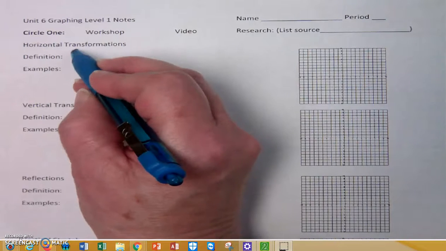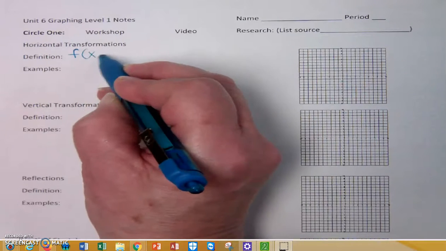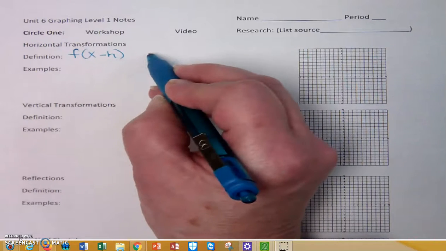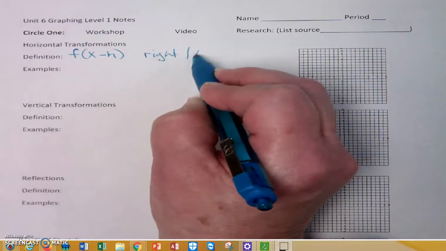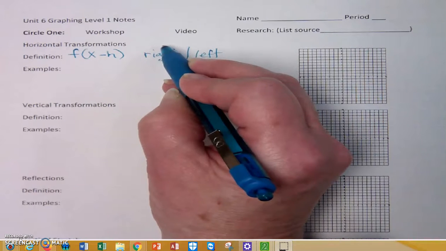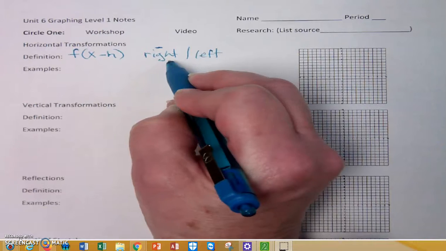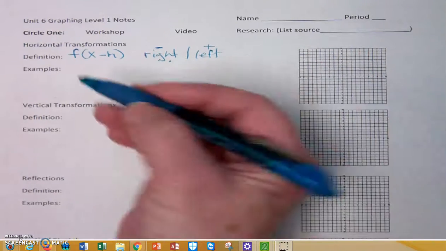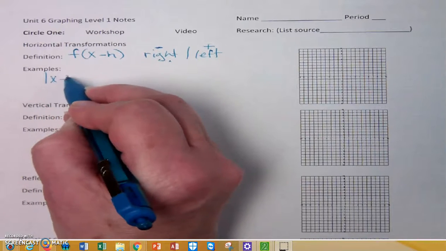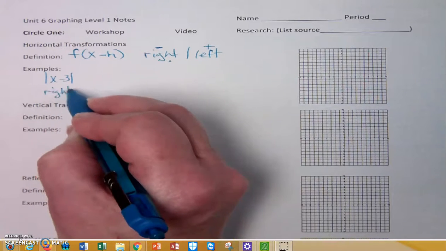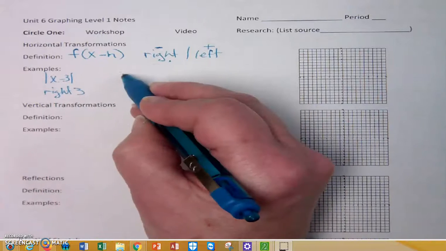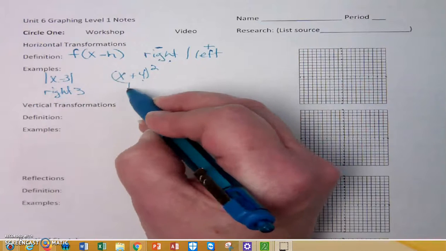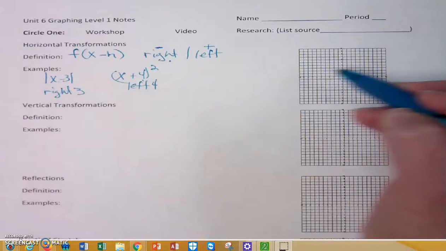If you have a function f of x minus h, this is the one where you take the opposite sign. It's opposite of what you think. So you're either going to go right or left. If it is negative, then you're actually going to go right, so it's kind of a positive value. And if it's positive, you're going to go left. So for example, if you have the absolute value of x minus 3, you're going to go the opposite. You're going to go right 3. But if you had a quadratic equation, x plus 4 squared, that's positive, so you're actually going to go left 4.